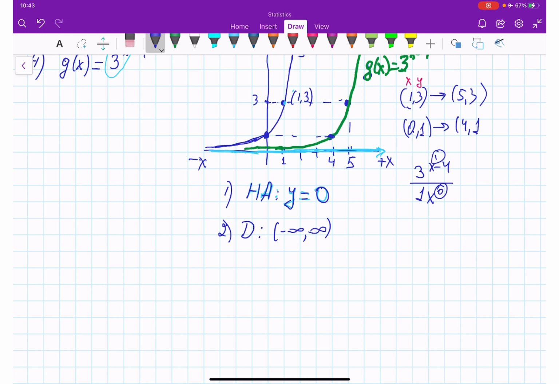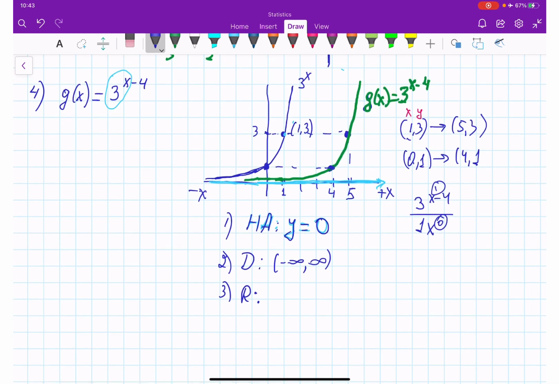Now the range is going to be a different story. The graph is running toward 0, yes, but it never touches 0, which means my y is starting from 0, but not the 0 itself. That's why I put parentheses, so it's going to be greater than 0. And it's running all the way to where? Infinity, yes? All right. And running to infinity. And we are done.